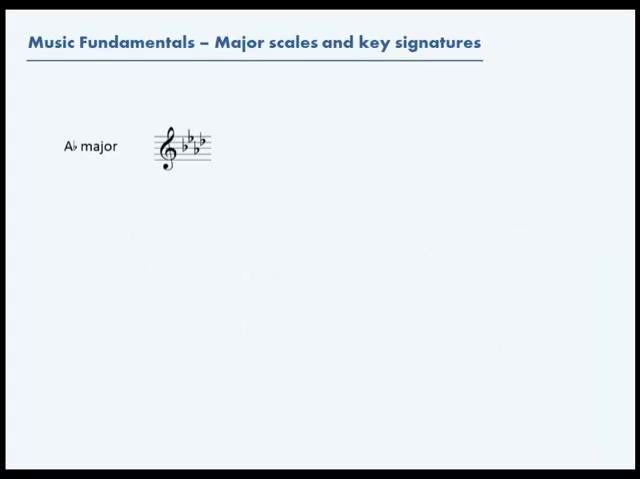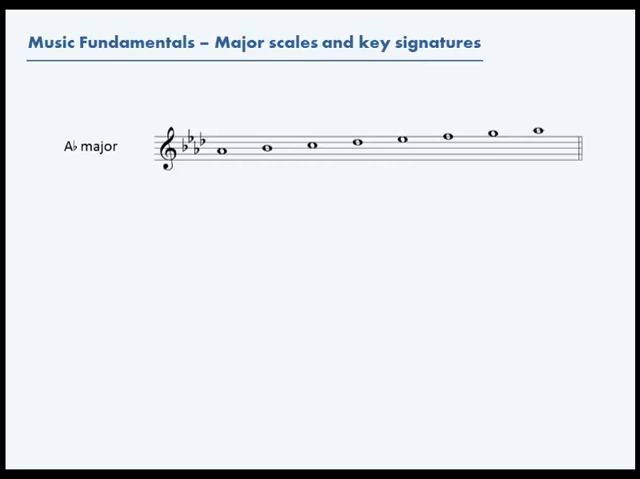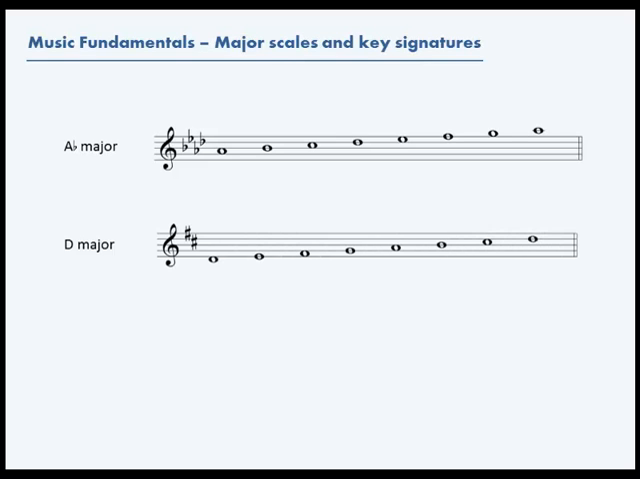Here, for example, is the key signature for the A-flat major scale. And when we apply those 4 flats to the pitches starting on A-flat, we make an A-flat major scale. Here's the key signature for D major. And again, we apply those accidentals to the pitches, and we have a D major scale.